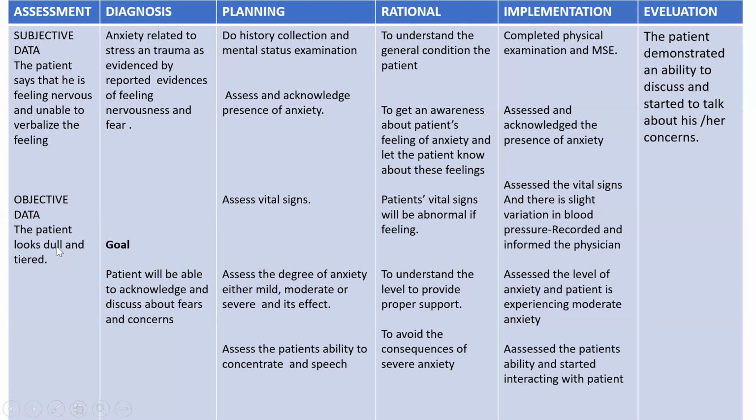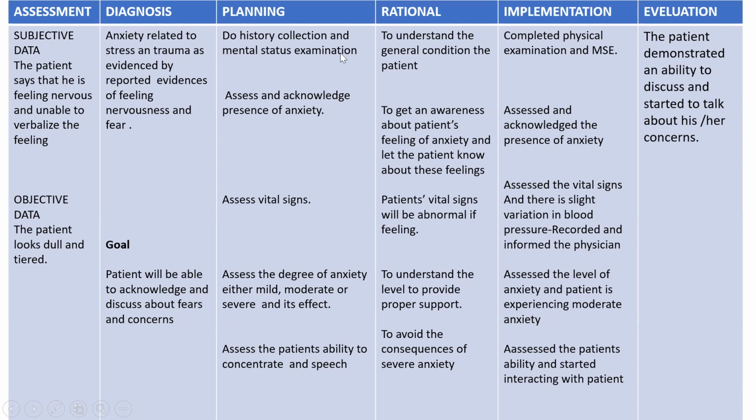Okay, in objective data, you have to write what is your observation as a nurse. So here I have written that the patient looks dull and tired. And in the diagnosis column, you can write the same thing. That means diagnosis: anxiety related to stress and trauma as evidenced by reported evidence of feeling nervousness and fear. Then goal. What is the goal? The patient will be able to acknowledge and discuss fears and concerns. So that is your goal. Okay, so goal and diagnosis you have to write in the same column.